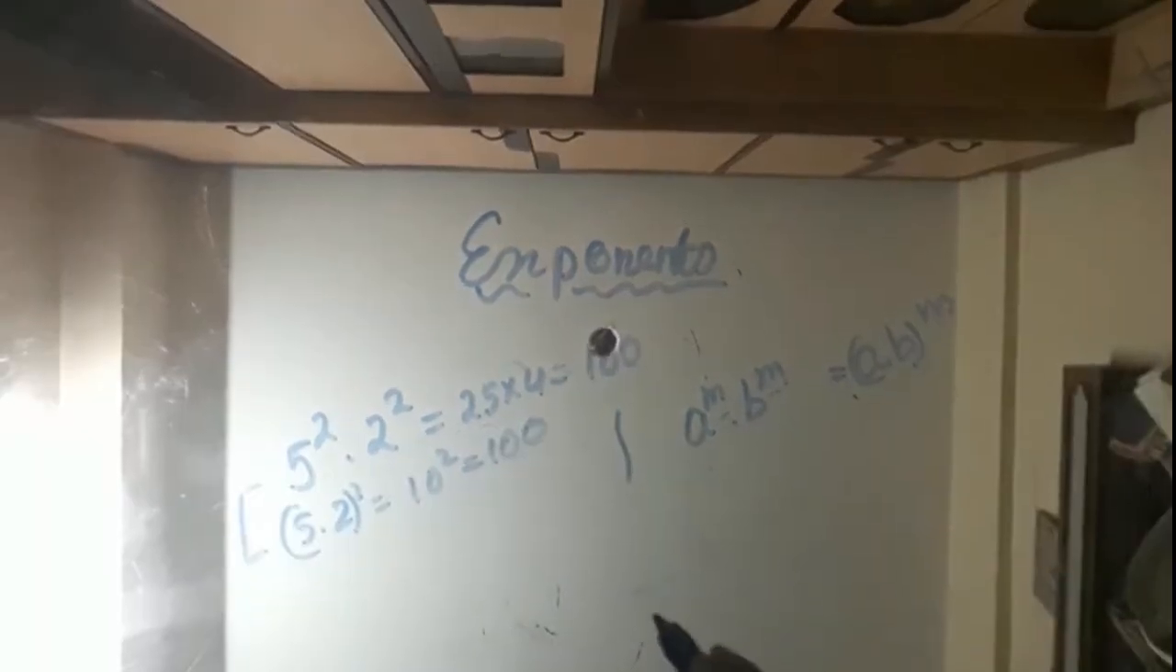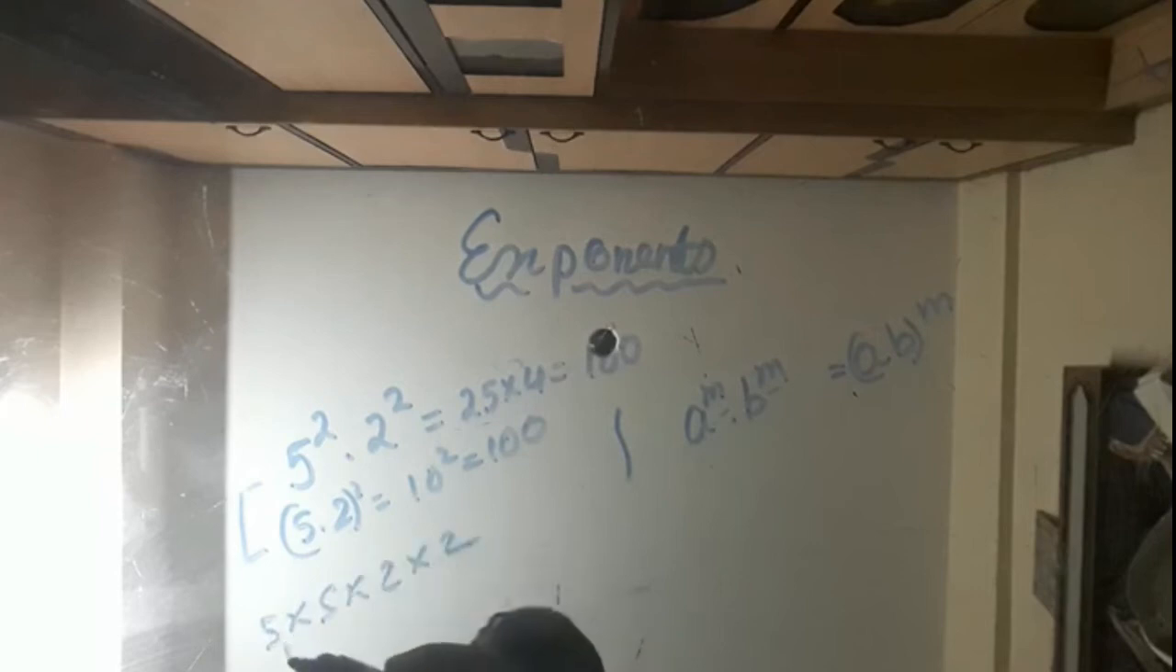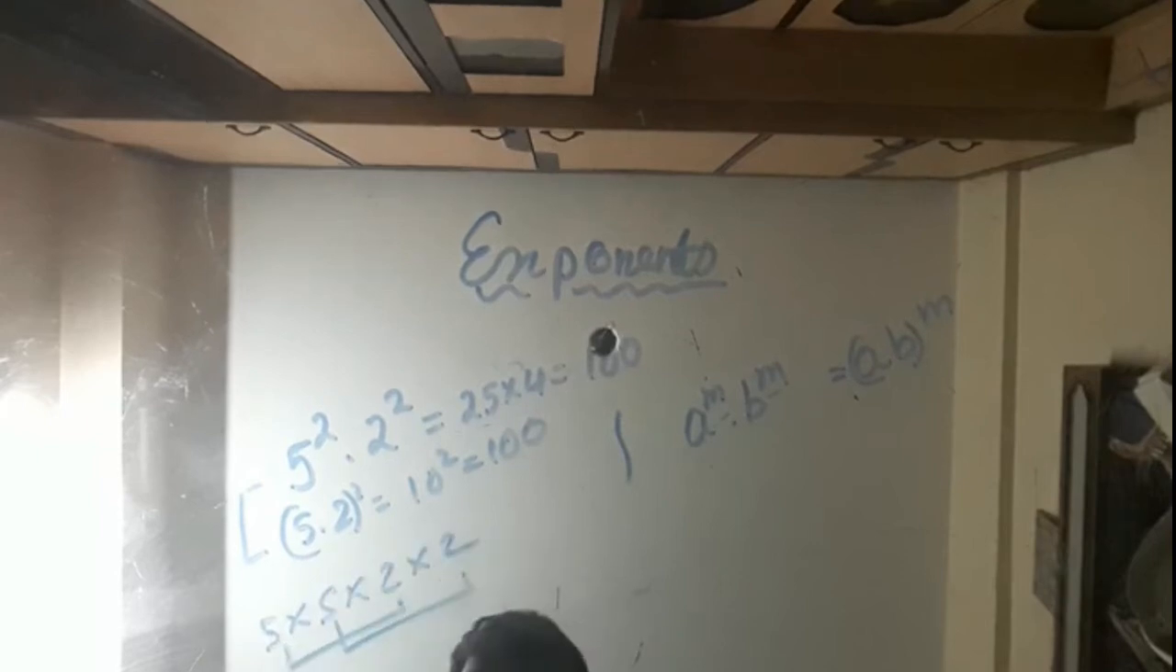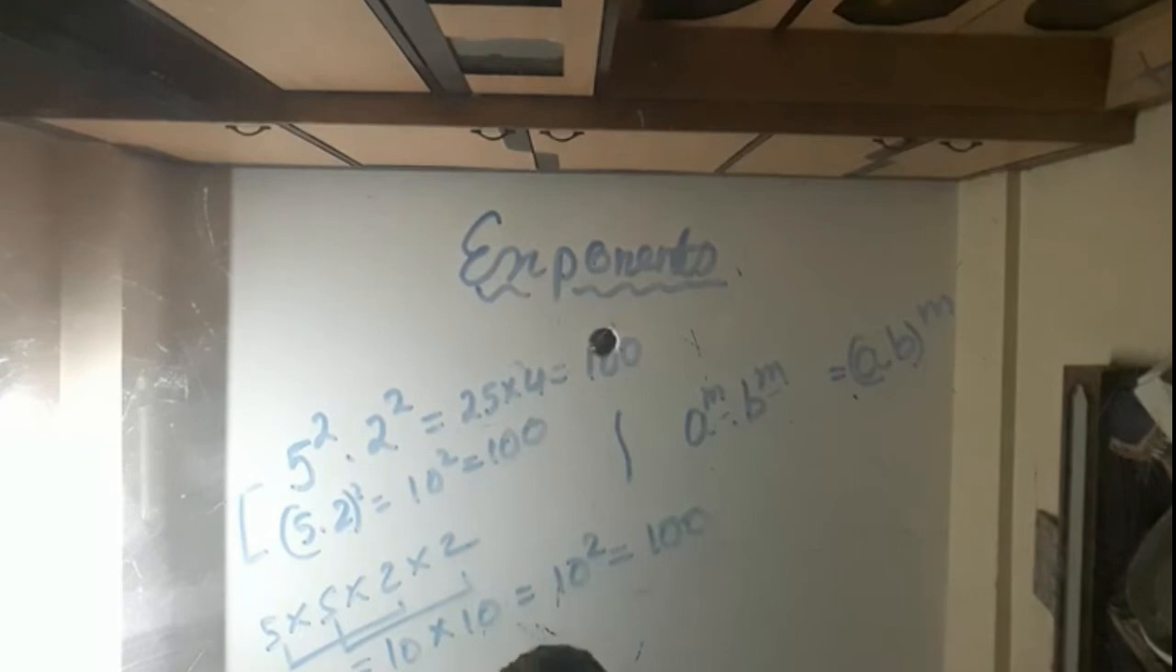Now let's say that you want to understand this physically. I mean, you want to have more of a feel. So what you will do is you will write 5 2 times and you will write 2 2 times. So you will multiply this 5 by this 2 and this 5 by this 2. So what you will get is 10 multiplied by 10, which is nothing but 10 square, is equal to 100. Okay, so much for the first formula.